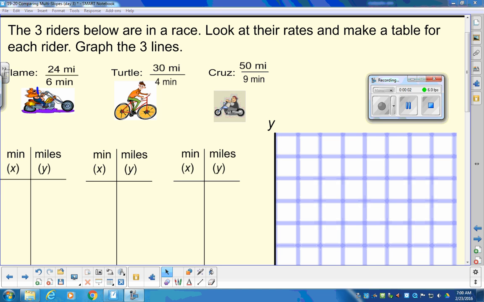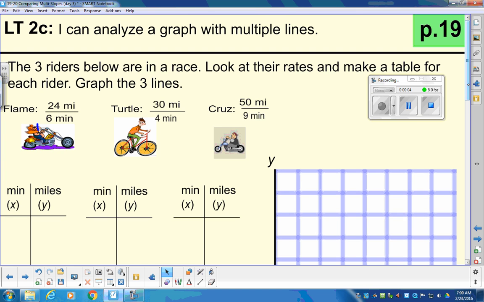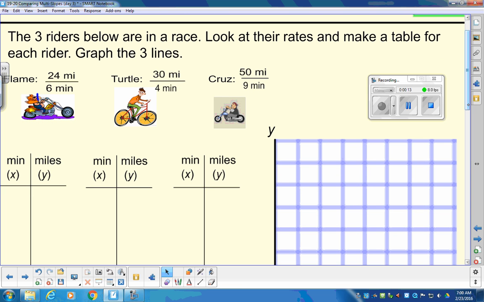Hey, 8th grade. So our learning target today is I can analyze a graph with multiple lines. We're going to be looking at multiple lines on the graph and comparing their slopes. What happens in different scenarios?